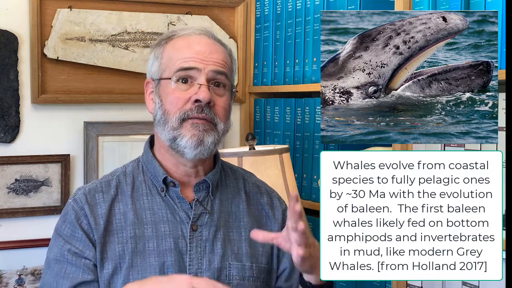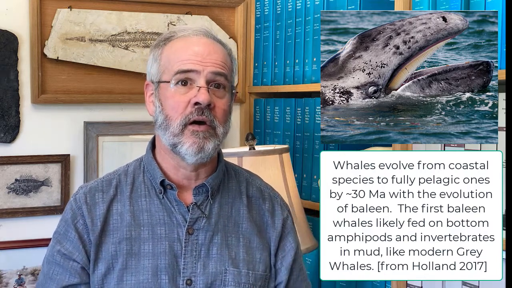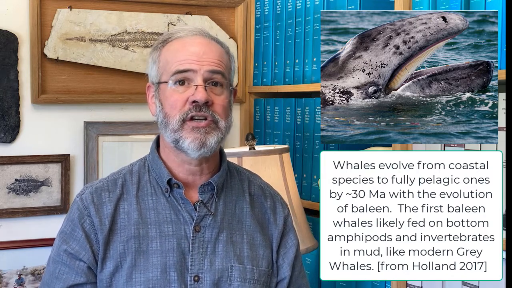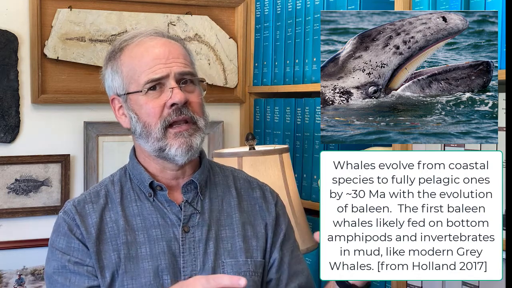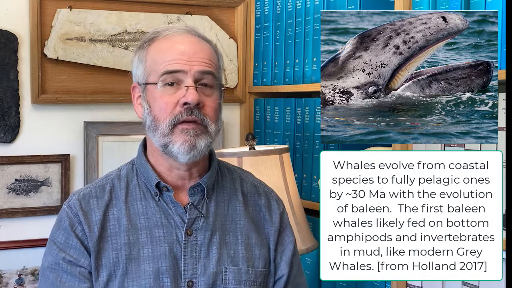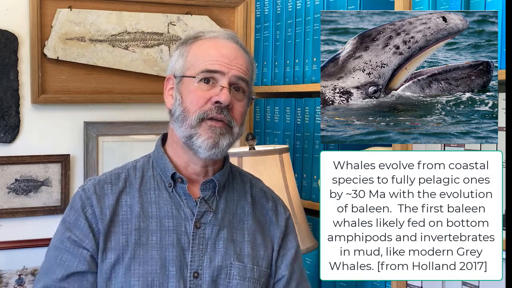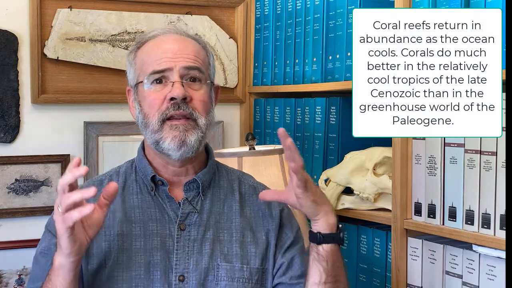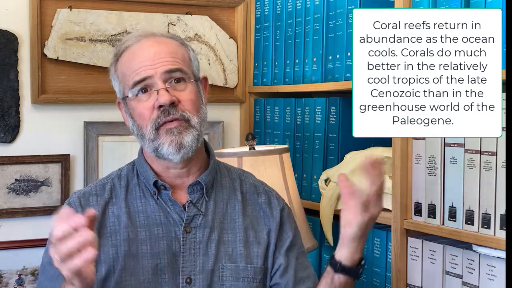Whales themselves become fully pelagic by around 30 million years ago, with the evolution of baleen that allowed whales to strain tiny zooplankton and small fish out of seawater. However, the first baleen whales were probably not plankton eaters, but more like the modern bottom-feeding gray whales that eat amphipods and worms by filtering out bottom sediment. Coral reefs, notably enough, return in abundance as the oceans start to cool off. We tend to think of reefs as tropical systems, and of course they are, but they are much more extensive in the comparatively cool tropics of the late Cenozoic than in the greenhouse climates of the Cretaceous.